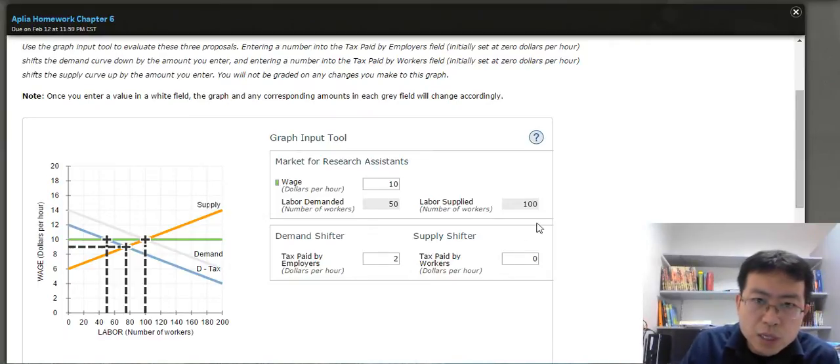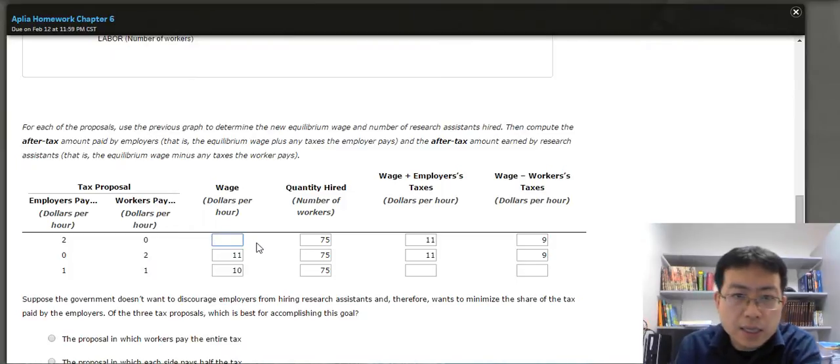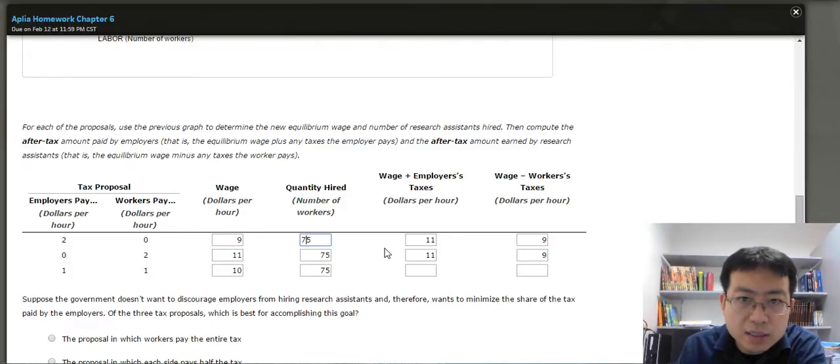Now if you notice, once you put a $2 tax levy on employers, our demand curve shifts to what we call D minus tax. On the D minus tax, our new equilibrium quantity is 75 and the price is $9. So over here we put $9 for the wage, and 75 for the quantity hired.